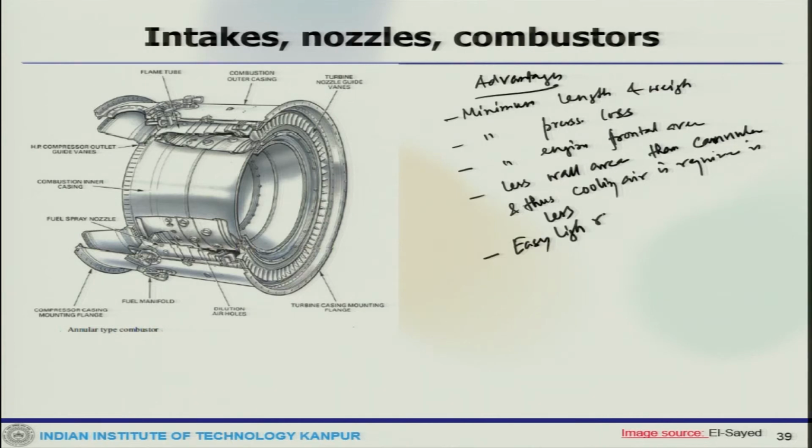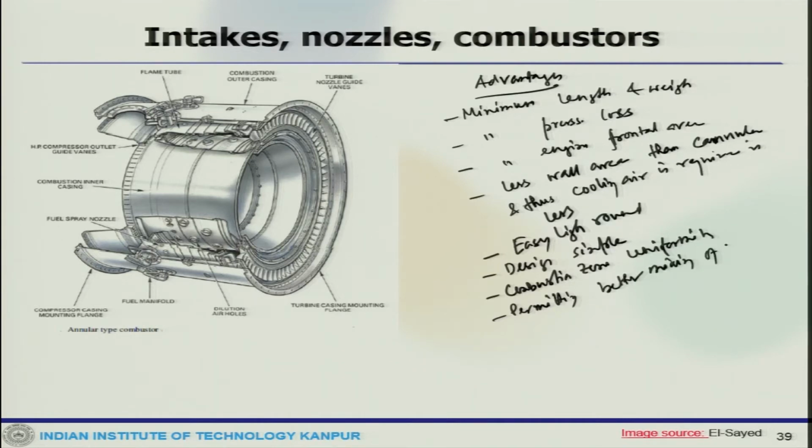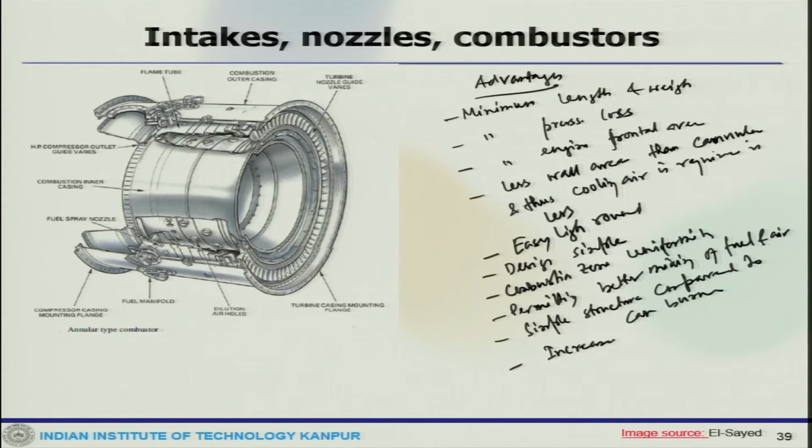Easy light-round, simple design, combustion zone uniformity permitting better mixing of the fuel and air, simple structure compared to the can burner, and increased durability.